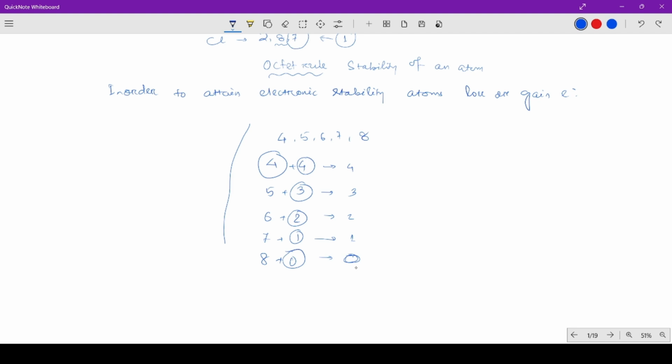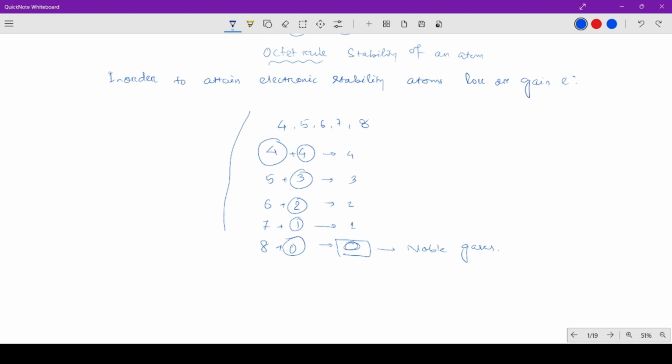So you see, those elements whose valency is 0 are called noble gases. Now we understood why there is loss or gain of electrons, how they are losing and gaining electrons, and for what they are losing and gaining electrons. Hope you understood. Now let us find out the valency of some elements from their electronic configuration.